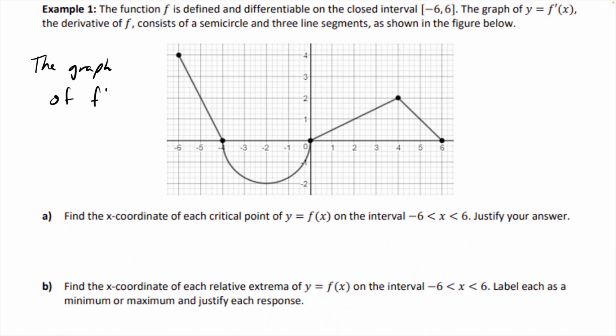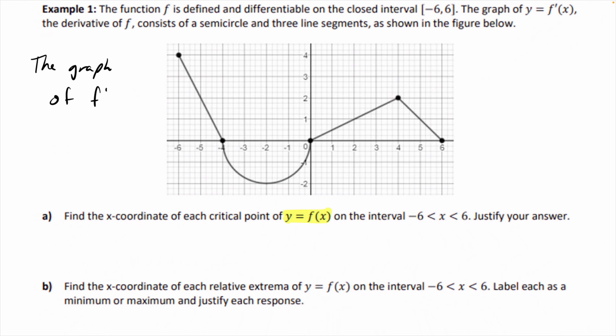Okay, so first question. Find the x-coordinate of the critical points for the original. So we have to use this graph, which is the derivative, right? We've done this before, but not like this. It's kind of taking what we've done and turning it on its head and looking at it from a different angle, okay?